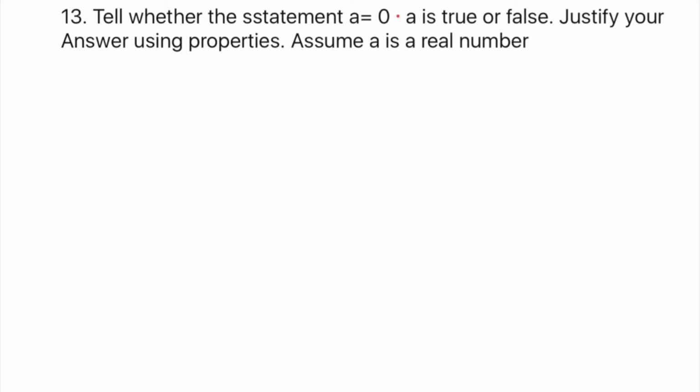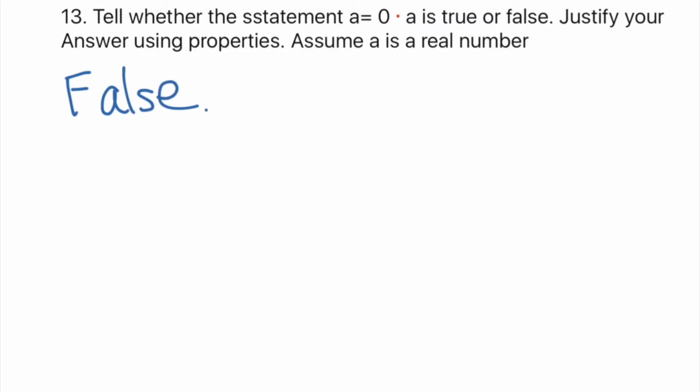Tell whether this statement, sorry, another typo, A equals 0 times A, is true or false. Justify your answer using properties. Assume A is a real number. So, does A times 0 equal A? That is false.